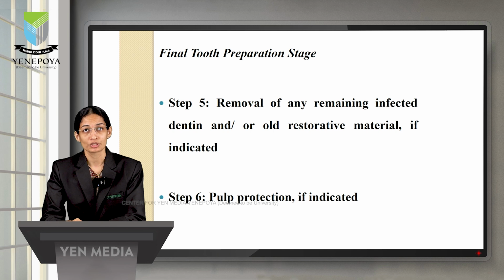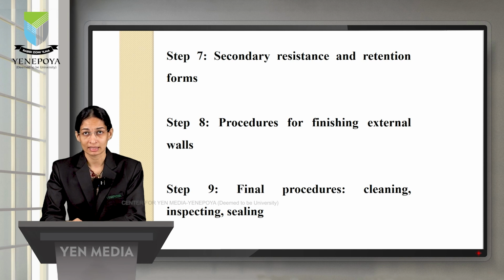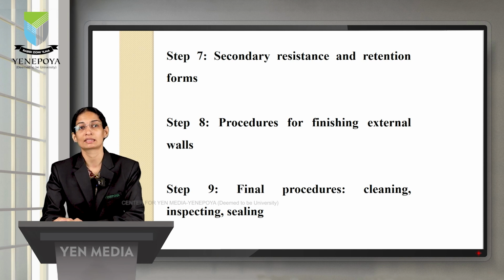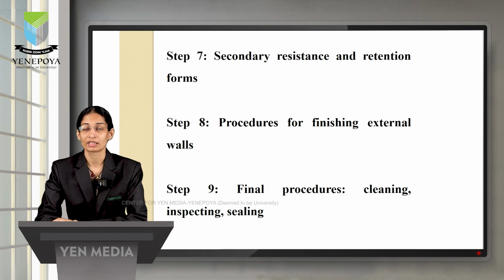The final tooth preparation stages include the following steps. Step 5 is removal of any remaining infected dentine or old restorative material, if indicated. Step 6 is pulp protection, if indicated. Step 7 is secondary resistance and retention forms. Step 8 is procedures for finishing the external walls. Step 9 is final procedures of cleaning, inspecting and sealing.